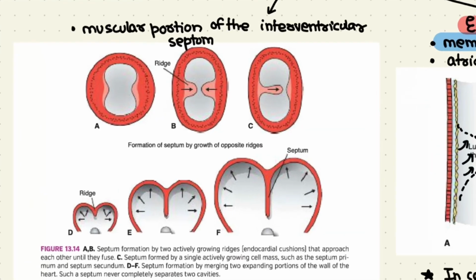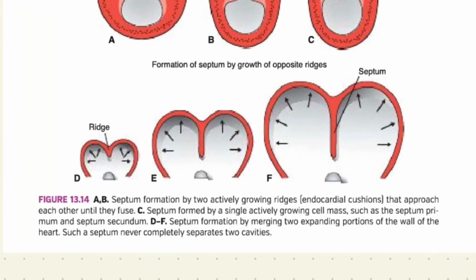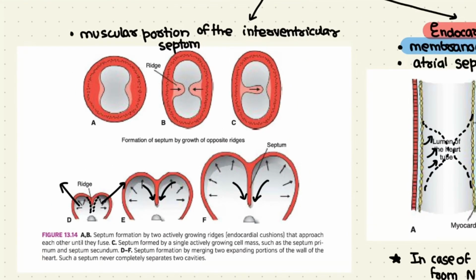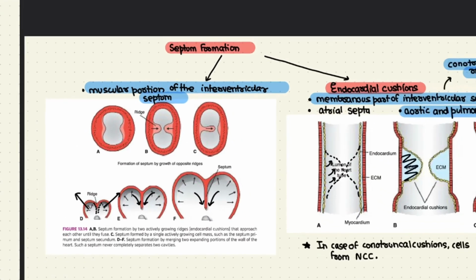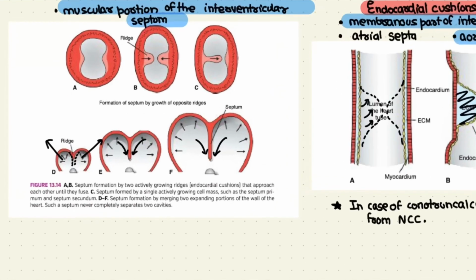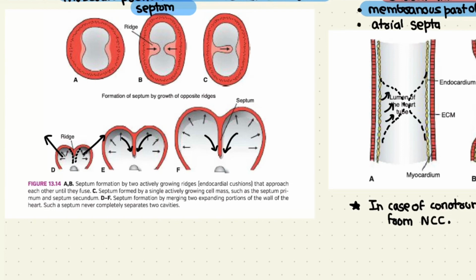The next mechanism by which septum formation occurs is basically due to expansion of two structures that become approximated, and ultimately results in the formation of the septa. So this happens in the muscular portion of the interventricular septum. As we know, the interventricular septum is composed of two portions. We have the membranous portion, which is formed by the endocardial cushions, and we have the muscular portion, which is formed by two actively growing ridges which get approximated in the middle.